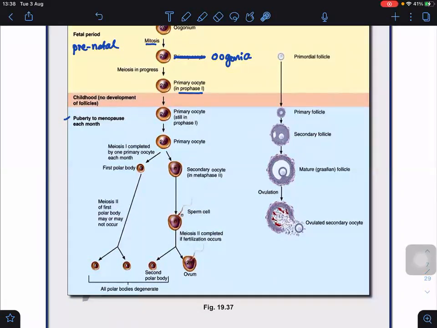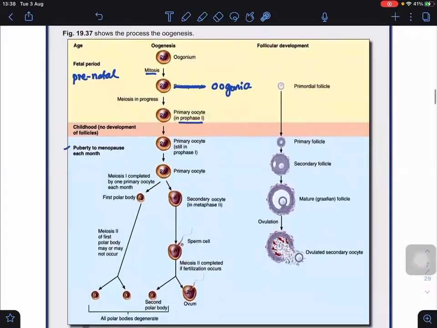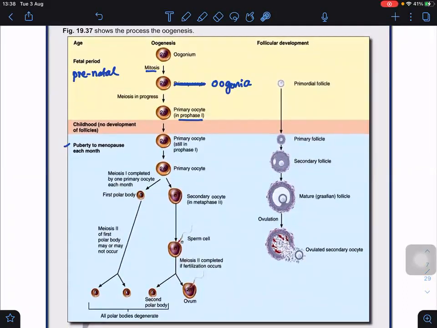Once it completes, you can see that the fusion of the nuclei takes place, and at the end, they form a quick one's ovum, and at the end, you form the zygote. Are you clear? Okay. So again, guys, I repeat the process again.